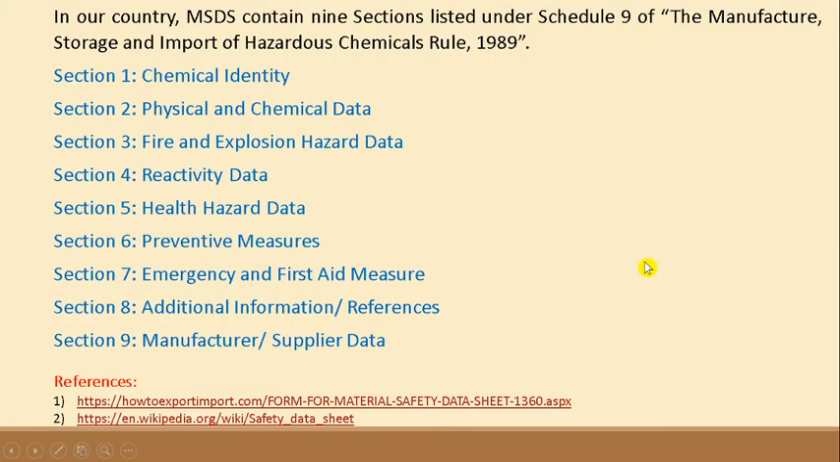But in our country, according to the Manufacture, Storage and Import of Hazardous Chemical Rules 1989, only these 9 sections are made mandatory. But normally all the MSDS sheets contain 16 heads as we discussed earlier.